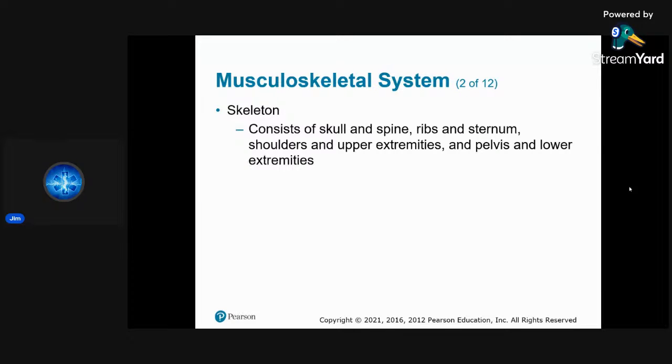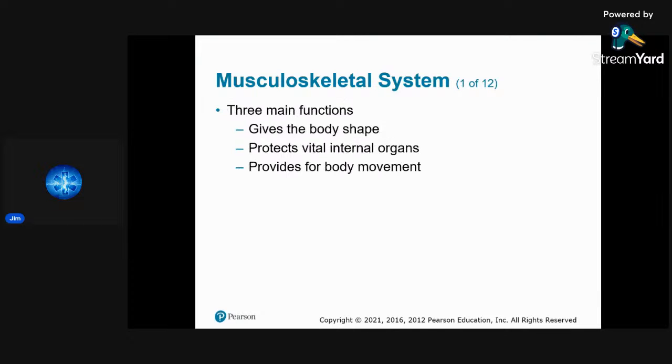We're going to start talking about the musculoskeletal system. The skeleton consists of three main functions, right? It gives the body shape. Without a skeleton, we'd be just big blobs rolling around on the ground. So we need this bone structure to hold the support. It protects vital organs. For example, your brain, heart, lung. These are all encased in bone for protection. And it provides movement. So without the bones and the muscles, we wouldn't be able to move.